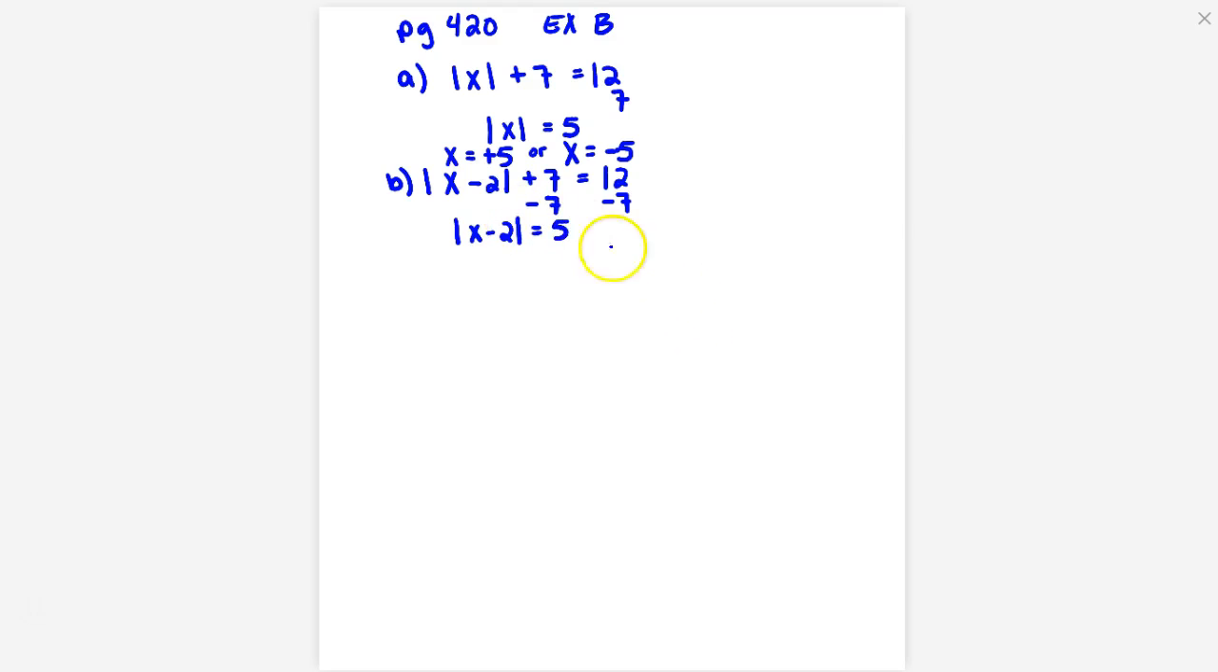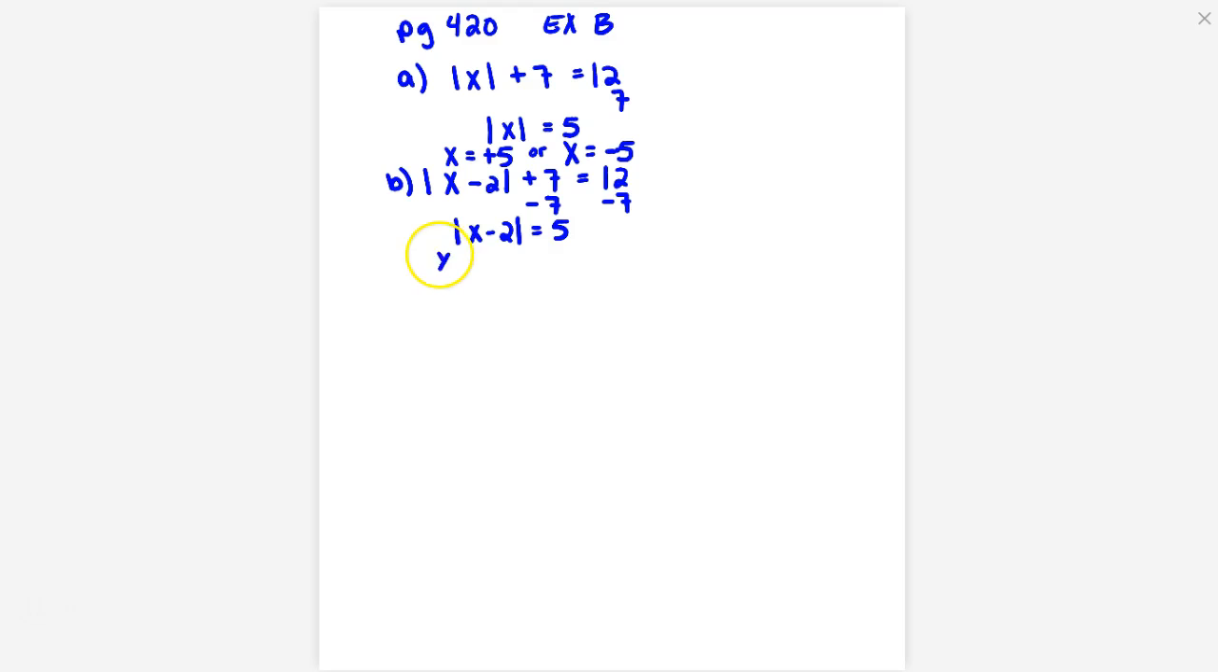equals 5. Okay, now here is where it gets complicated, because at this point, in order to get rid of the negative 2, we cannot just add 2 to both sides because they're inside the absolute value symbol. So what we have to do is break it into two separate equations. Okay? Because inside could be positive or negative, so x minus 2 could be 5, and x minus 2 could be negative 5.